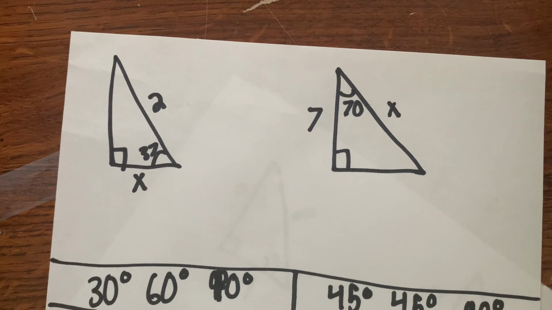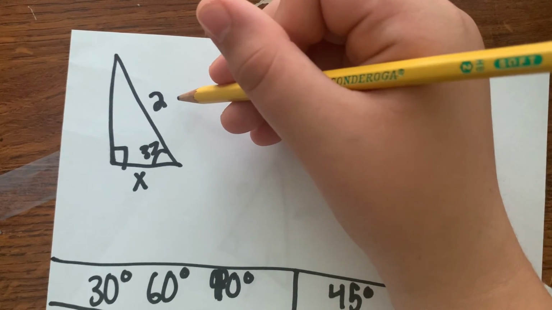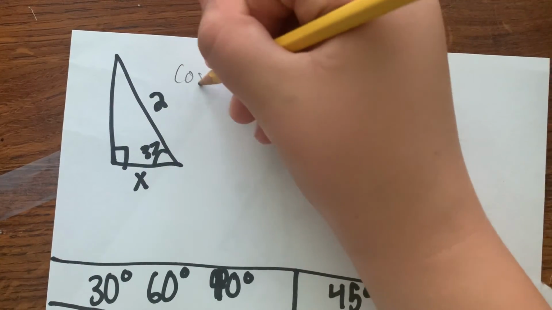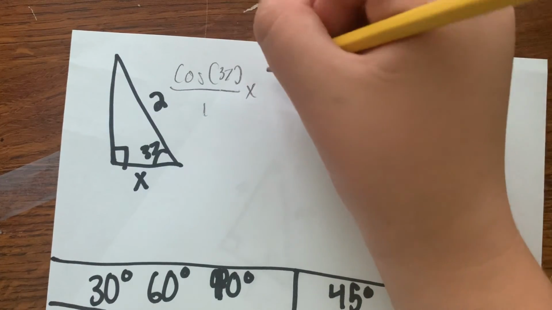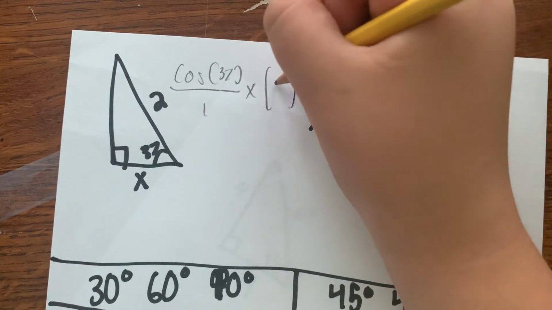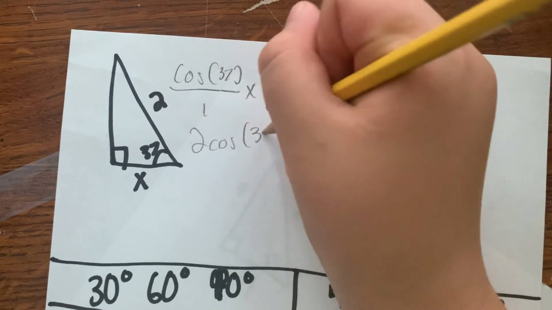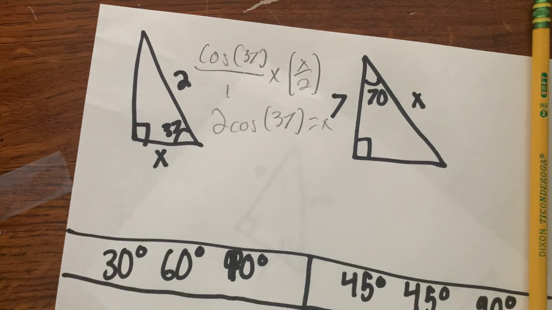So you're going to have that would be your cosine because of the adjacent. Cosine 37 over 1 times your ratio, which is x over 2. You're going to multiply that. You have 2 cosine 37, and that's always going to be equal to x when it's like this, like I showed you at the very beginning.